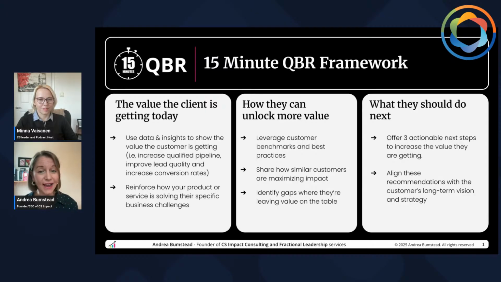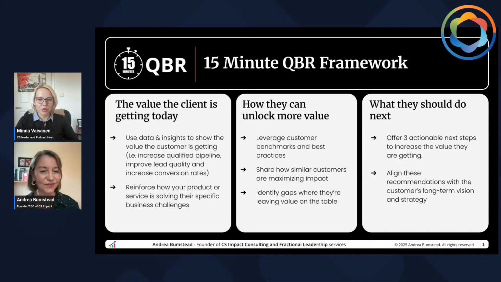And then lastly here is what should they do next? So you're the expert, right? You're the one that works with a lot of different customers in their space. You're the expert on your products. What should they be doing next to unlock more value? And this is where you want to offer three actionable next steps, and talk about how they can increase the value that they're getting. So you're making recommendations and you want to tie that again to your customers' business strategy. Does that make sense? It does.